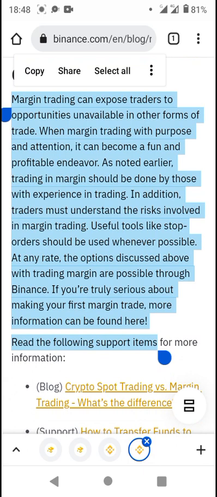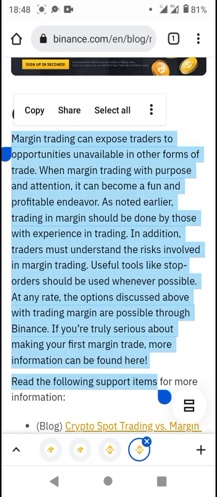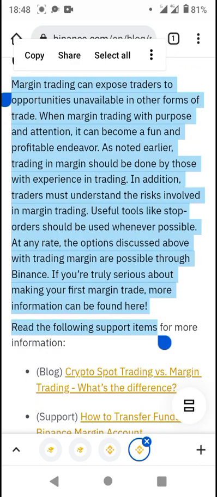As noted earlier, trading on margin should be done by those with experience in trading. For beginners, you want to start small when you're using the Binance margin feature. In addition, traders must understand the risk involved in margin trading. There are useful tools like stop orders, which can be used whenever possible. At any rate, the options discussed above with trading margin are possible through Binance.